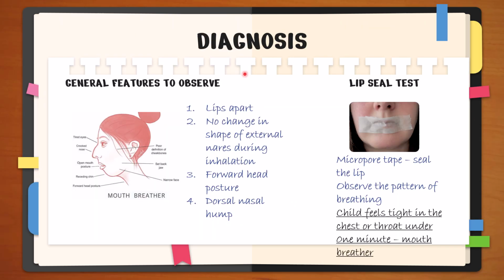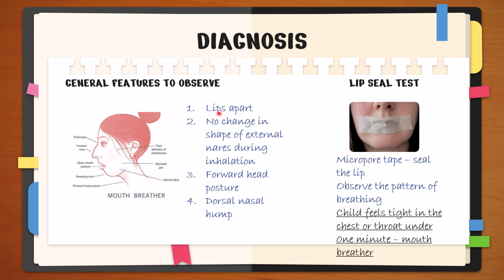Now, how to diagnose mouth breathing? The diagnosis starts with the clinical observation. For this child, the lips will stay apart, with no movement in the external nares during inhalation. They will have a forward head posture and a dorsal nasal hump may be seen.